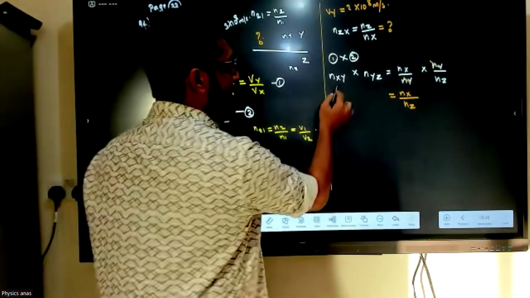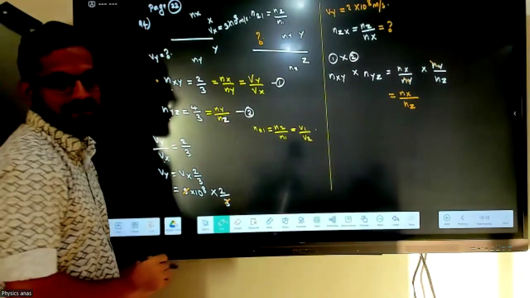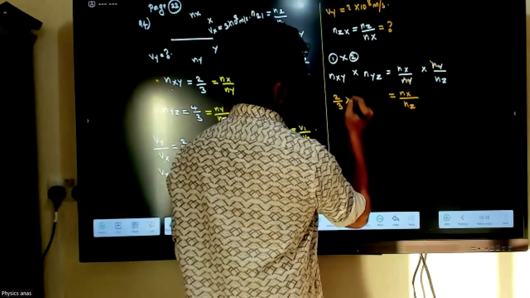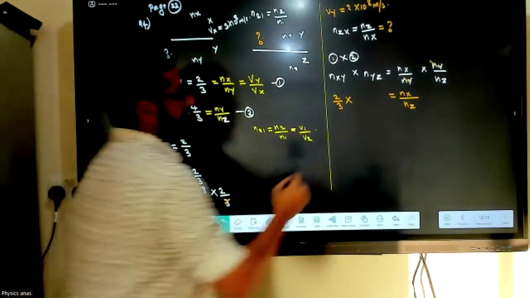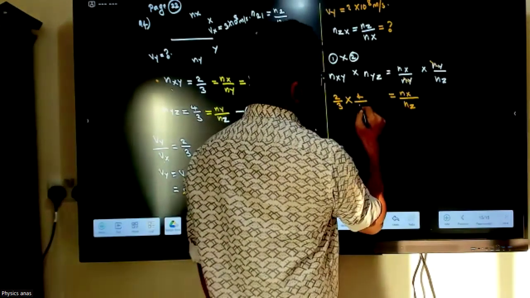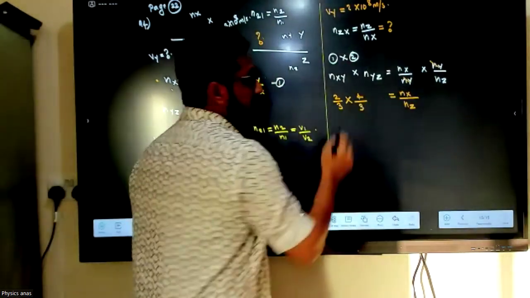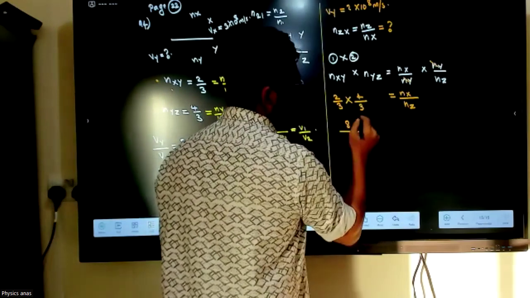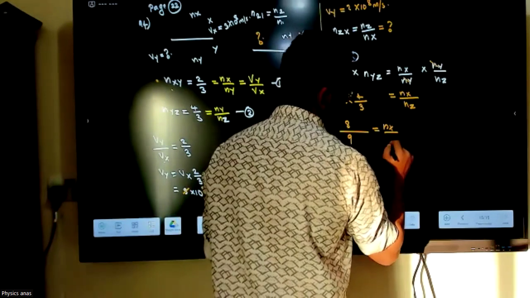Okay, so what is this nxy? That's 2 by 3, right? So I am taking the value 2 by 3 into what is nyz? That's 4 by 3. Now this is nx by nz, right? 2 into 4, that is 8, divided by 3 into 3, 9. Then that is nx by nz.